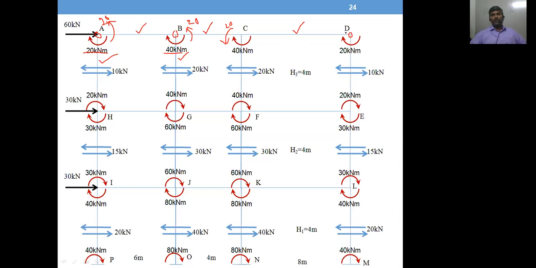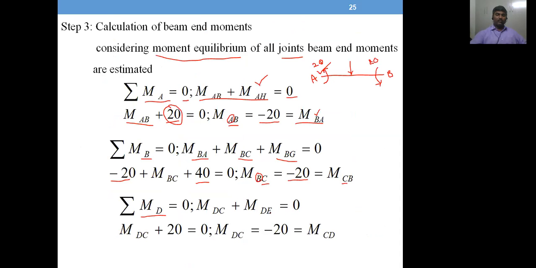Okay, so either you know moment at D, it will be same at C also. Okay, so that's why instead of going for C, we have gone for D, right? Okay, so let's see the equation.